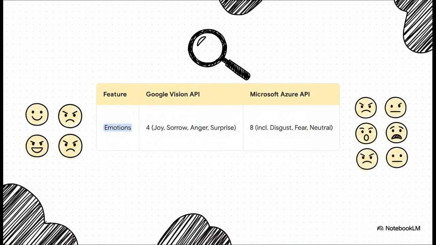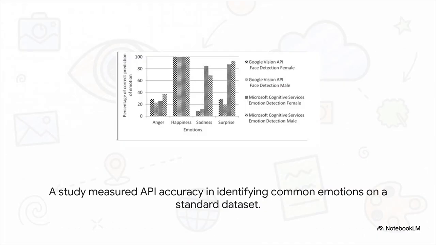Now, to really understand this, let's look at a study that put Google's API head-to-head with its big competitor, Microsoft Azure, on emotion detection. And right off the bat, you see a pretty big difference. Google looks for 4 main emotions, while Microsoft looks for 8, giving it a much wider emotional vocabulary. And this is where it gets really telling. This chart shows how each AI did when tested on a standardized set of facial expressions. The taller the bar, the more accurate the prediction for that emotion.